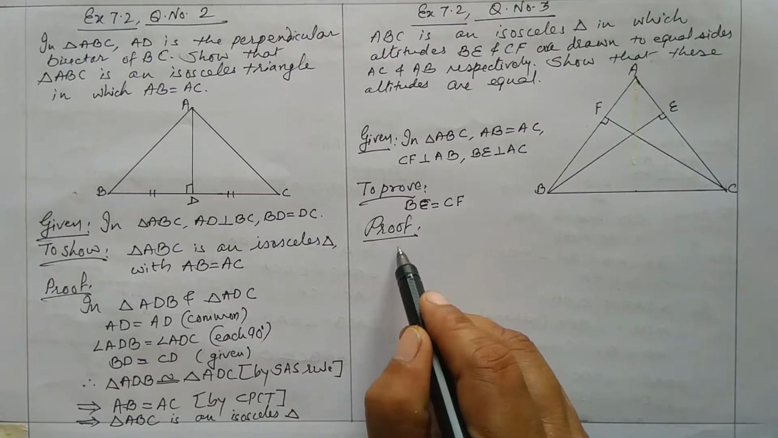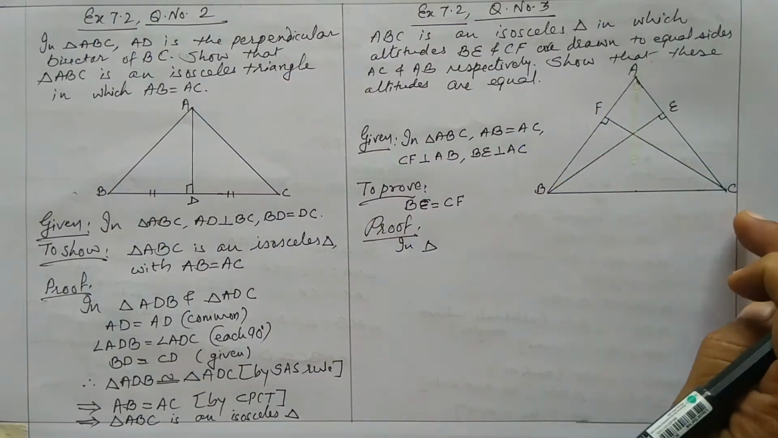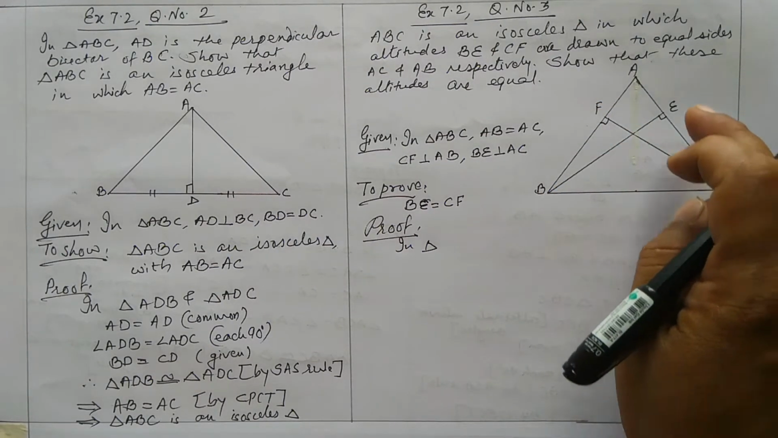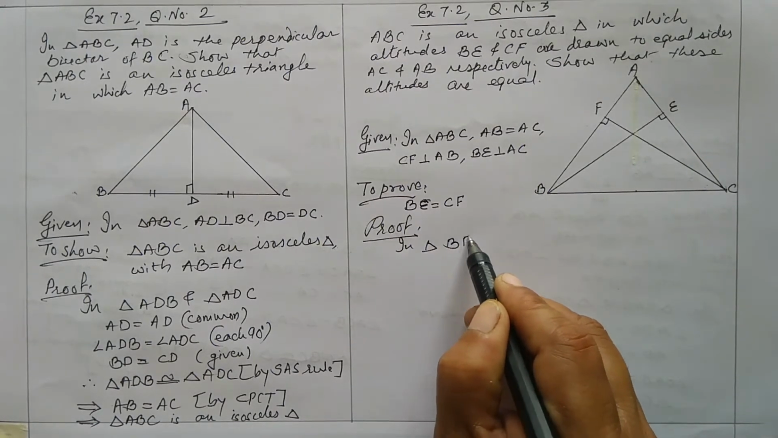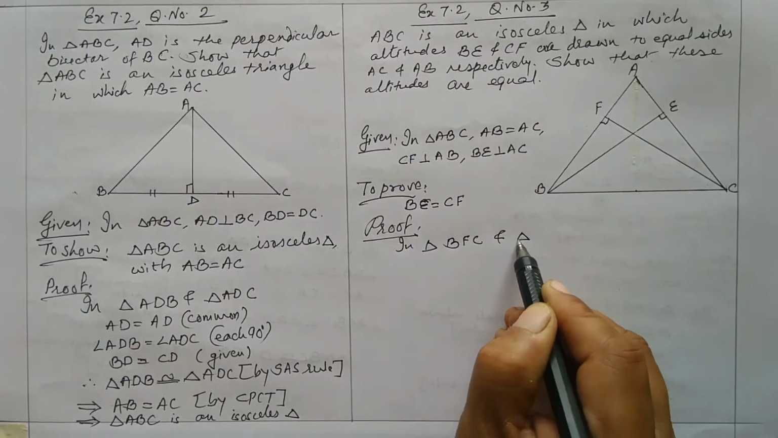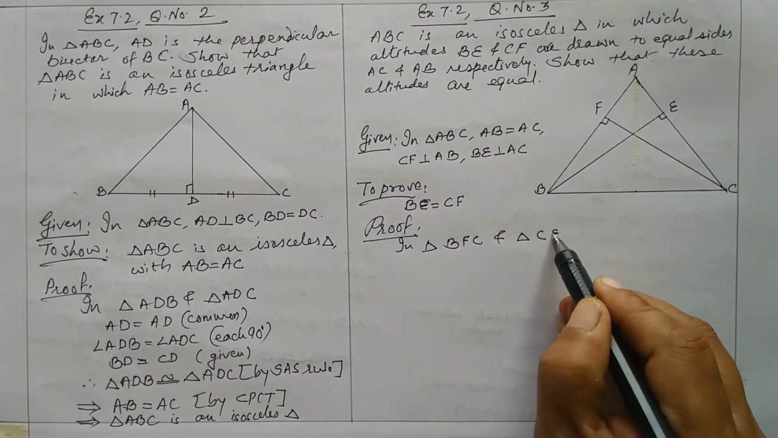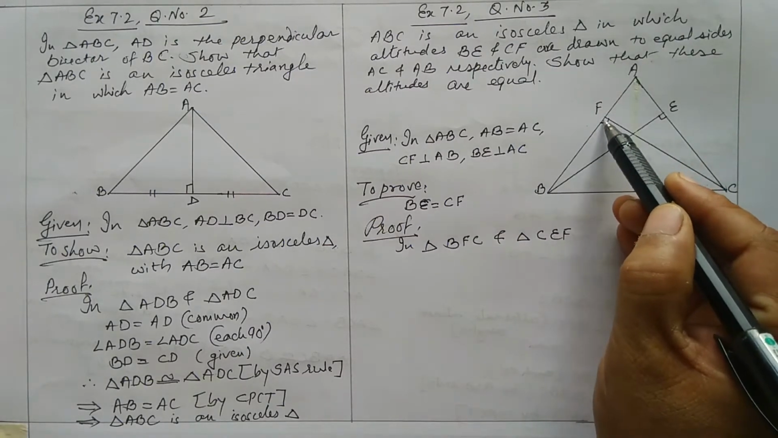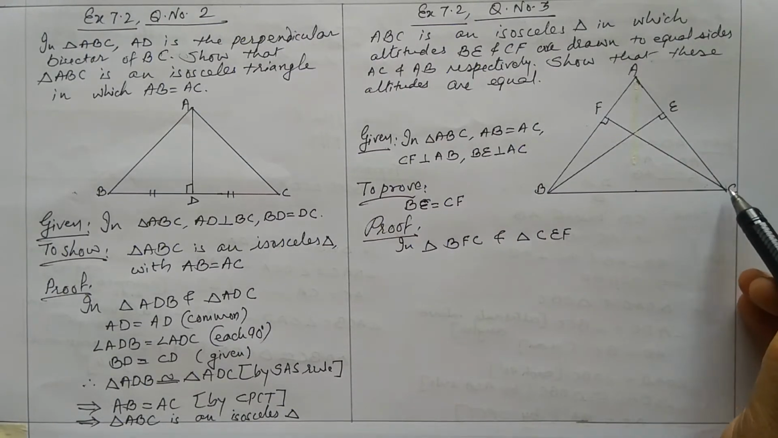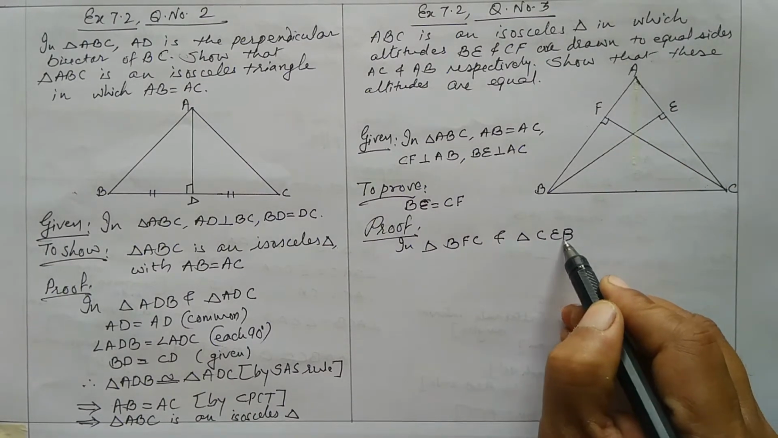Let us see. In triangle BFC and triangle CEB, like this we will take. You maintain symmetry here. You will ask me what is symmetry. I started with B, then I have gone to right angle, same way from C, go to right angle. So BFC, CEB we will write here.